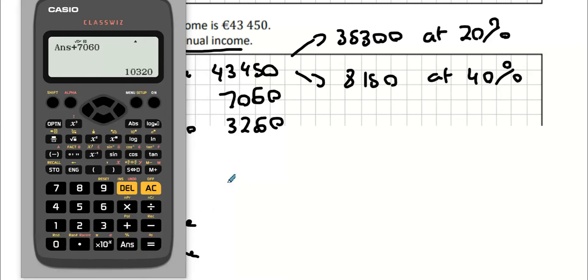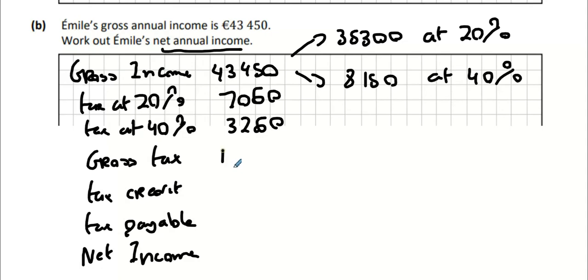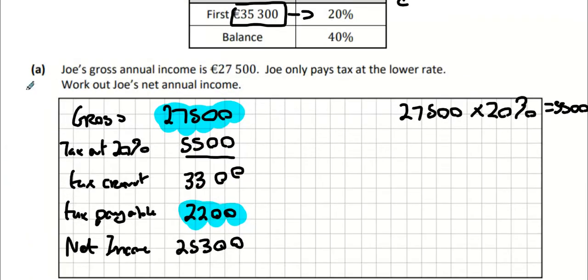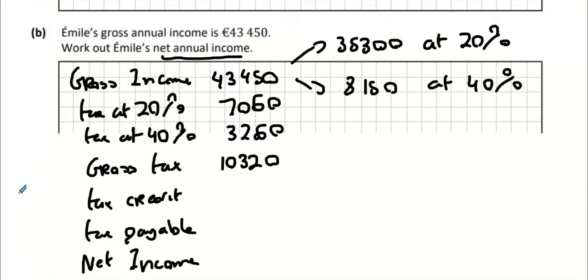And you get 10,320 for our gross tax. Our tax credit, which is the tax we don't pay, is still 3,300.